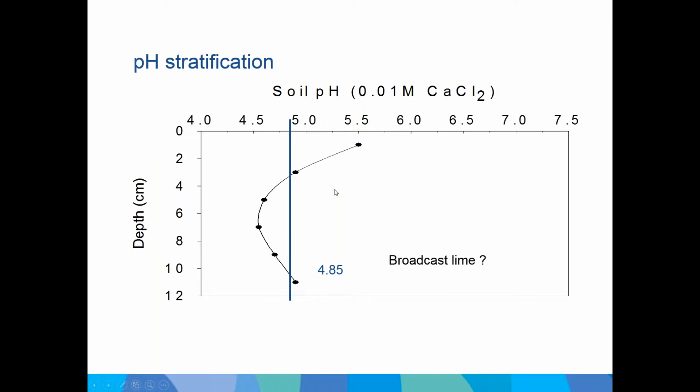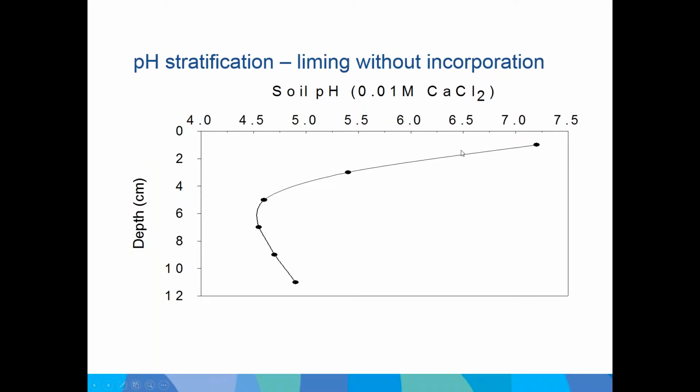So if you broadcast lime on that and don't incorporate, what you do is just increase the pH in the surface where the lime is. And so you haven't actually changed the pH down here because the lime hasn't got there. You've put lime on the surface, it's increased the pH up here, maybe a little bit there, but all these are unchanged. So if we sow into this soil, the germinating seed has to grow through the most acid soil.